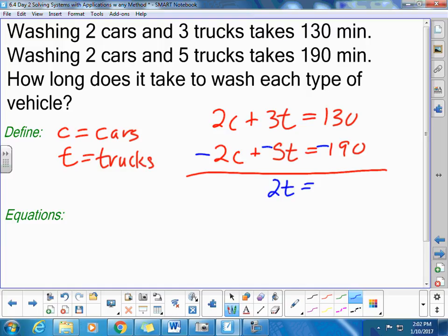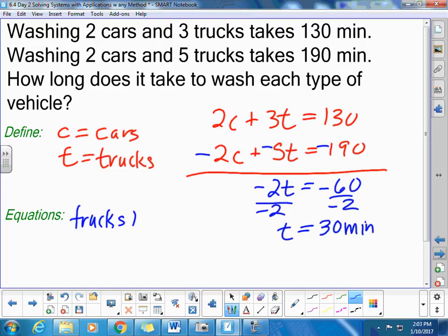I get 2T equals 130 minus 1. Whoa, we got a problem here. Negative 2T, that looks better, because otherwise I was getting a negative number and I can't have that time be a negative, equals negative 60. So negative 2T equals negative 60. That makes sense. Divide by negative 2. And we get trucks take 30 minutes.